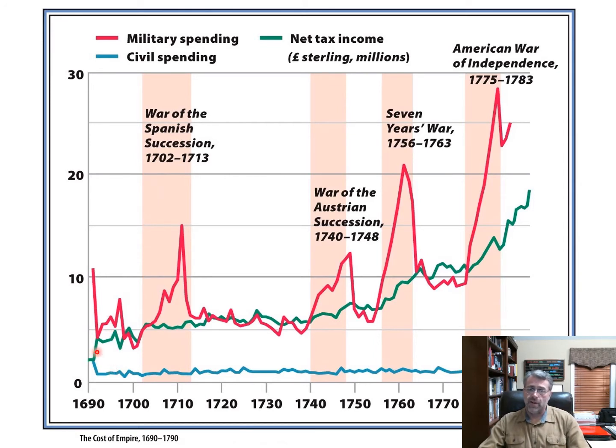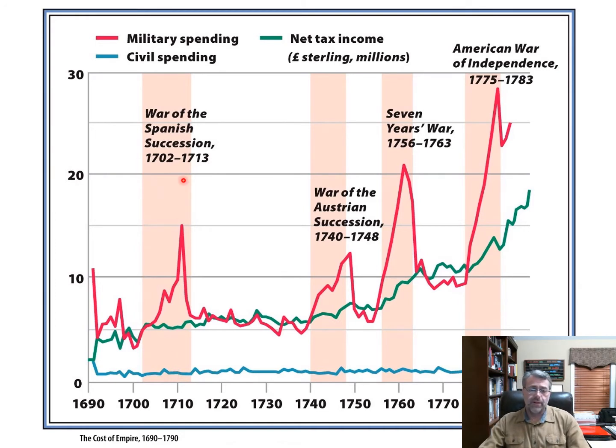We've got military spending in the red line, and of course our tax revenues that England is collecting over this time period in the green line, and then down at the bottom here we have the blue line, which represents what England is spending domestically on British society. This is what they're spending back in England.